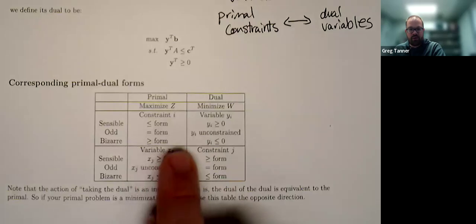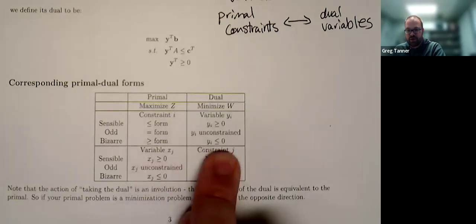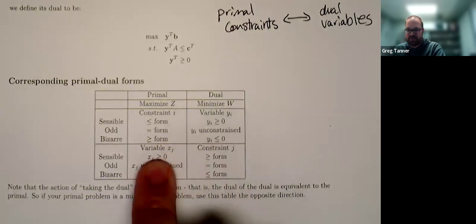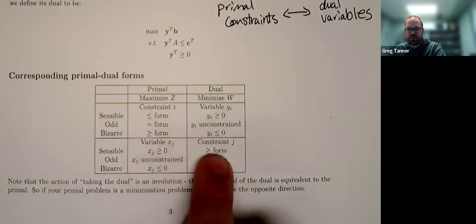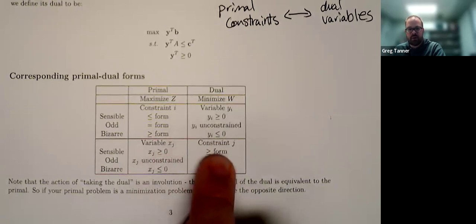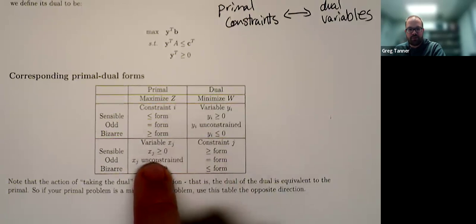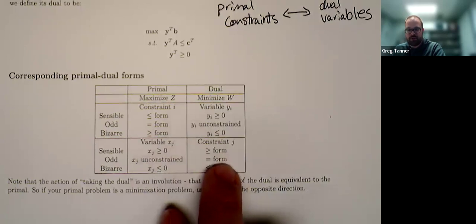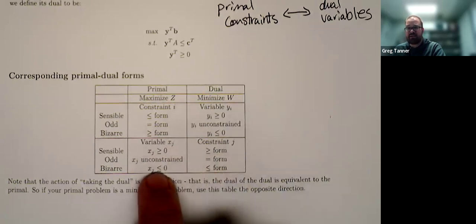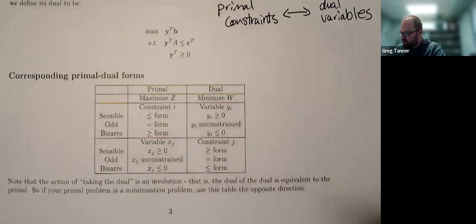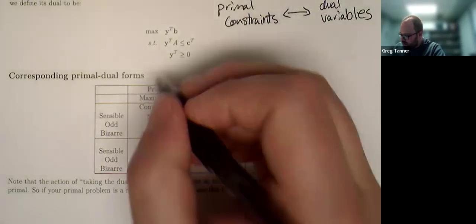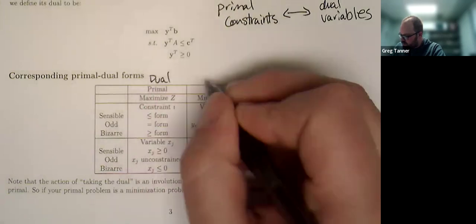Similarly, for each variable in the primal problem, there's a corresponding constraint in the dual. And if that variable has the standard non-negativity to it, then it corresponds to a dual constraint with a greater than or equal to form. If the primal variable is unconstrained, it corresponds to an equality constraint in the dual. And if it's a non-positive primal variable, it corresponds to a less than or equal to constraint in the dual with minimization.